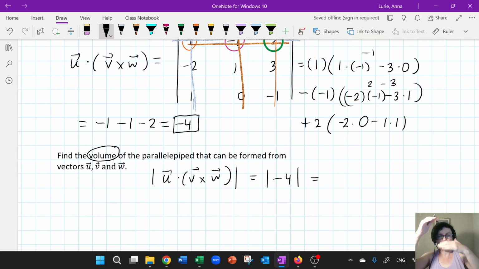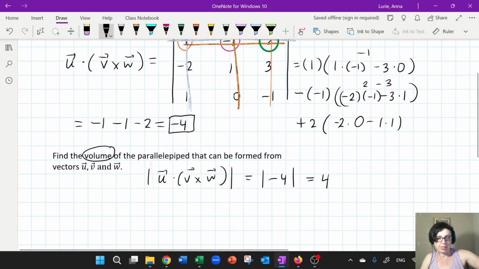So if you put the vectors in a different order, the difference will be that this could be +4, because when you switch rows, the sign of the determinant changes. But when you take absolute value, it will make no difference. So either way, the volume of the parallelepiped will just be 4.